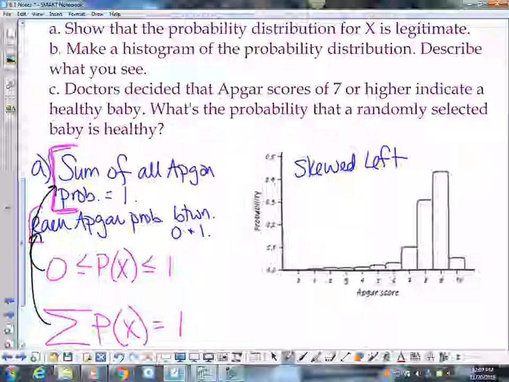Doctors decided that Apgar scores of 7 or higher indicate a healthy baby. What is the probability that a randomly selected baby is healthy? You do it. Stats it up. I don't want English. I want stats. Doctors decided that an Apgar score of 7 or higher indicate a healthy baby. What is the probability that a randomly selected baby is healthy?